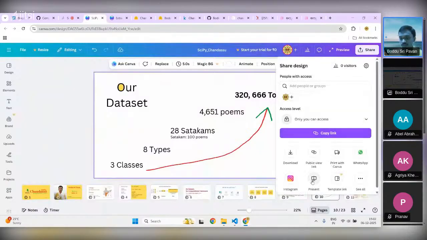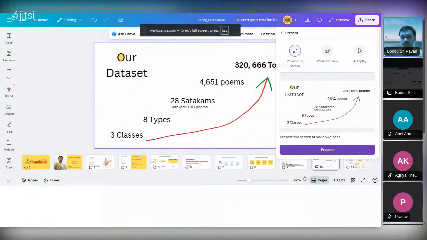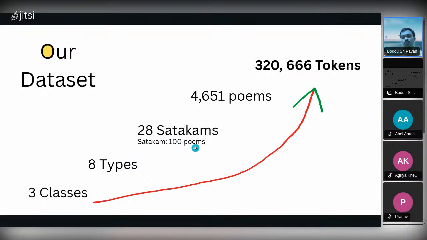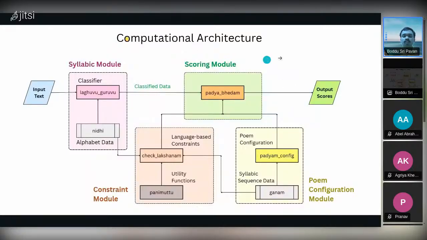In this work, we scraped all of this and annotated the dataset based on the syllables. Broadly, we found three different classes, combined into 8 types, which led to 28 different satakams. Satakam means 100 poems, though some satakams may contain more, like 200 or 1000 poems. In total we got 4651 poems, which led to a total of 3 lakh plus tokens.